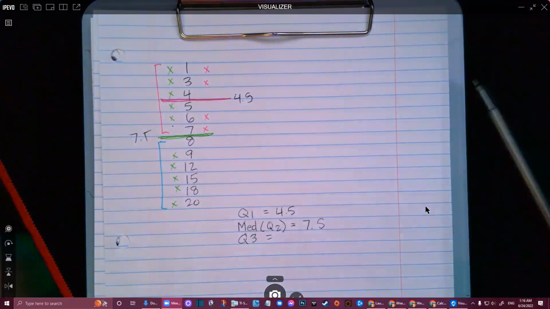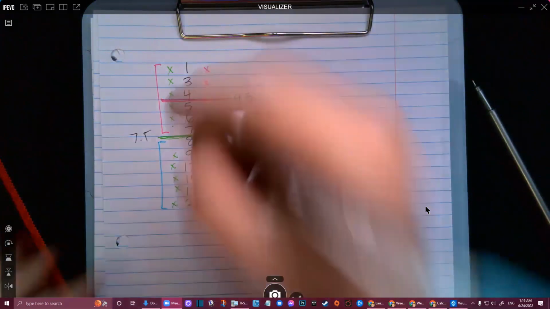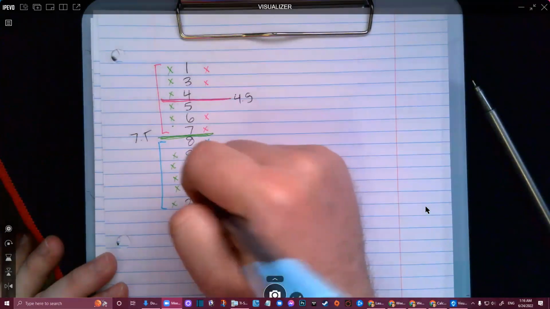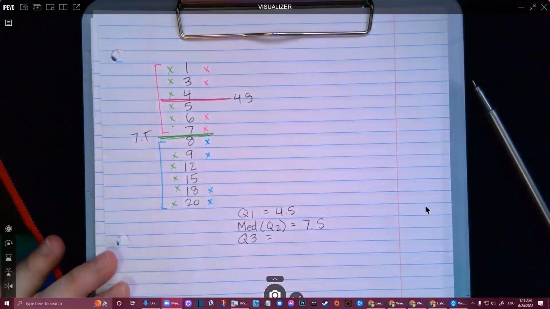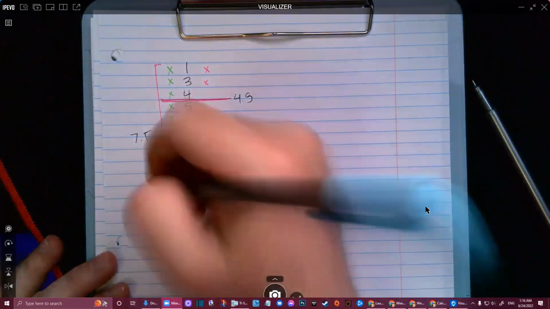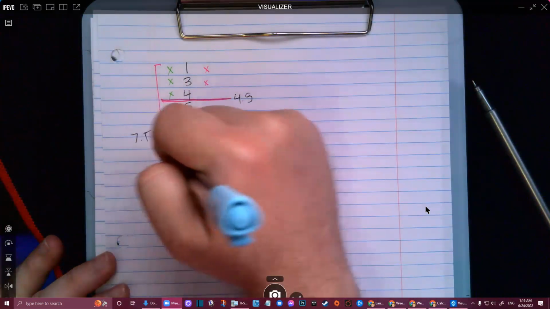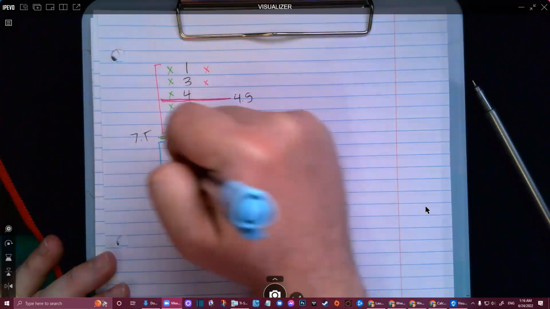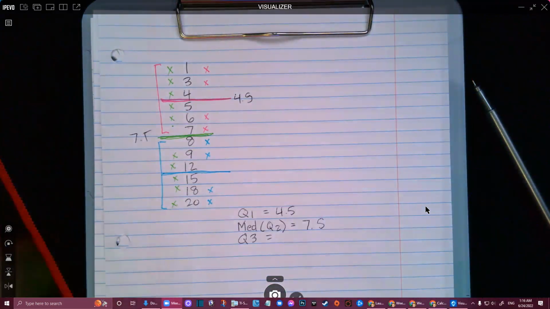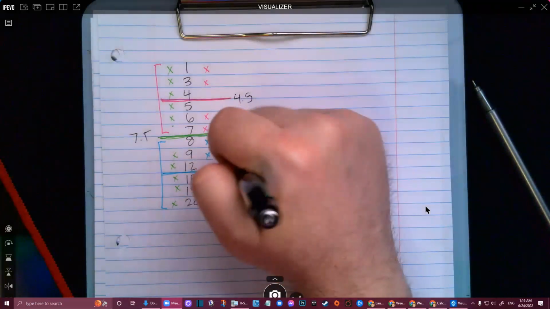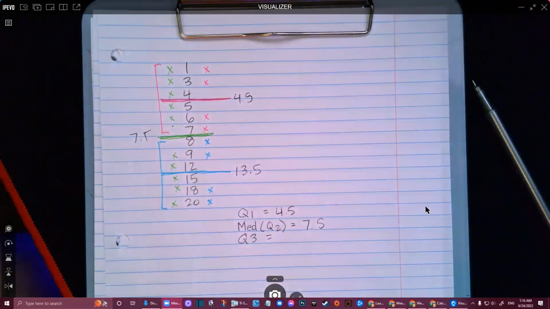If we repeat that process for the second half, we start crossing off 8 and 20, 9 and 18, and left with 12 and 15 in the middle. So a number halfway between 12 and 15, which should be, because we just did that calculation, that should be 13.5. 27 divided by 2.